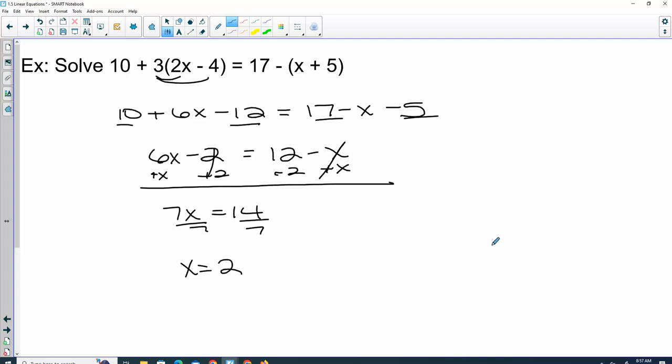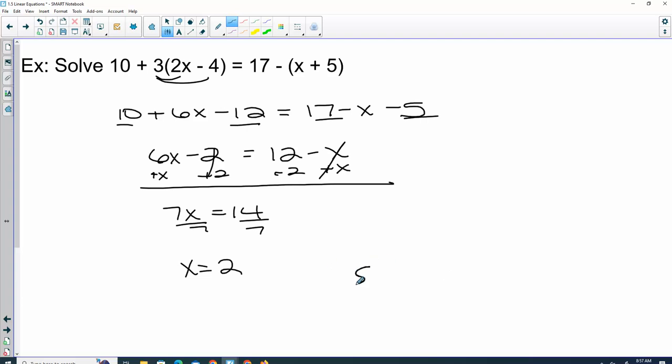Can you check these answers? Absolutely. You just plug them back into the original and see if it works. Don't get in the habit of thinking that you have to have a nice answer. We're going to have fractions. We're going to have decimals. So every answer doesn't turn out to be pretty in here.